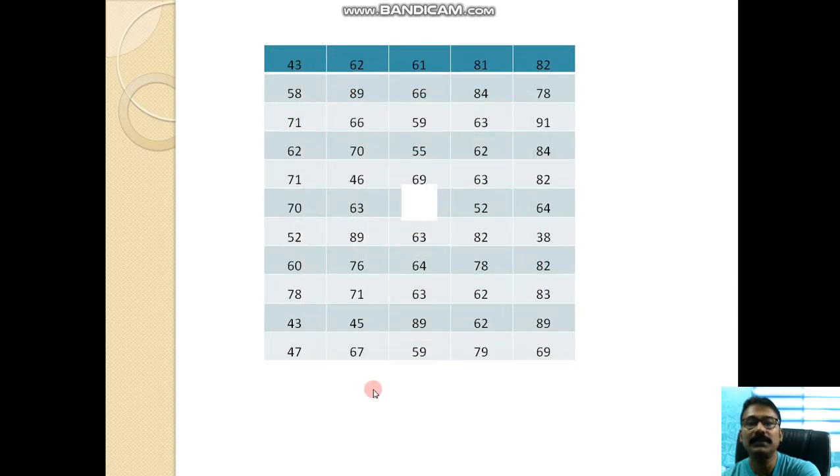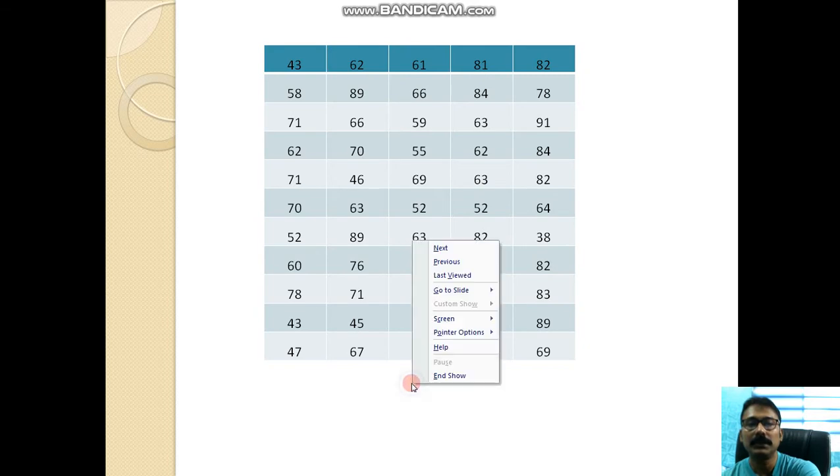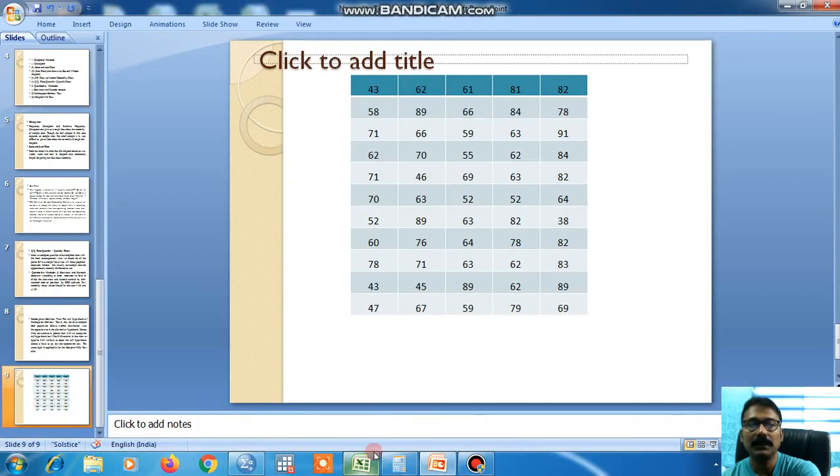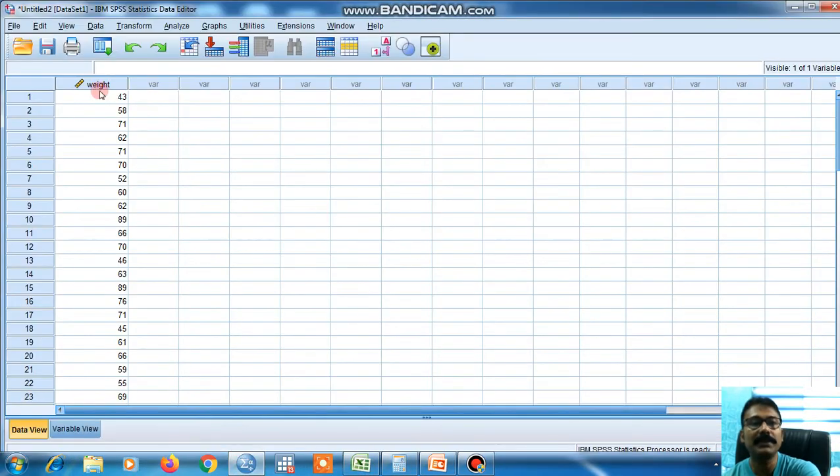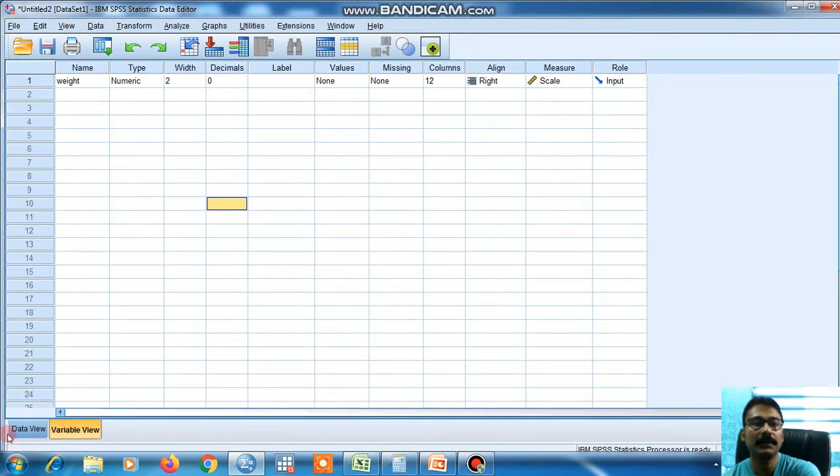Now, suppose this is randomly selected, some students' weights are given. We take these weights into our Excel file. The Excel file data looks like this. In our software, we have imported the Excel file into SPSS. It looks like this: data view, variable view, ratio scale data.